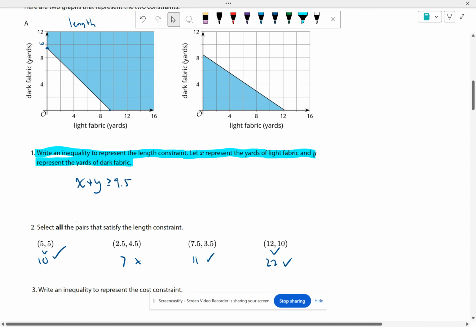Alternatively, if I wanted to look at the graph here, the point (5, 5) is going to be right around here, which just clears the line. 10 just clears 9.5 yards. 2.5, 4.5.